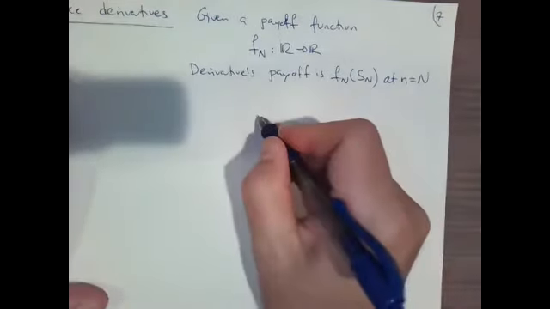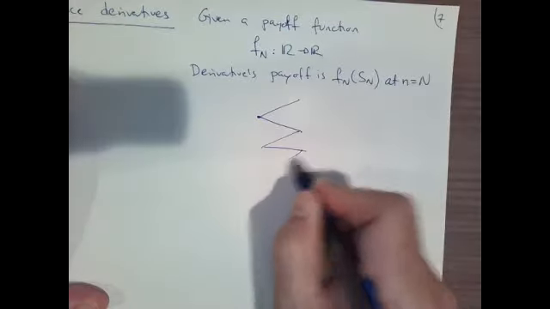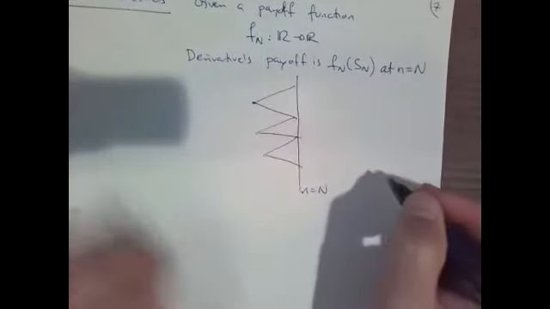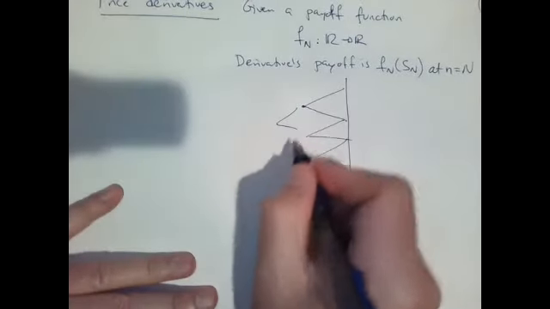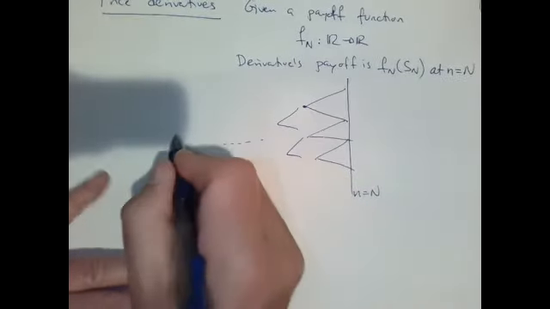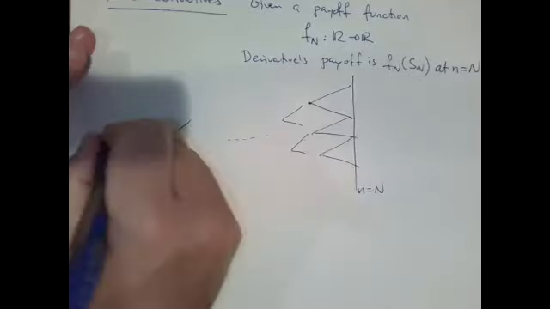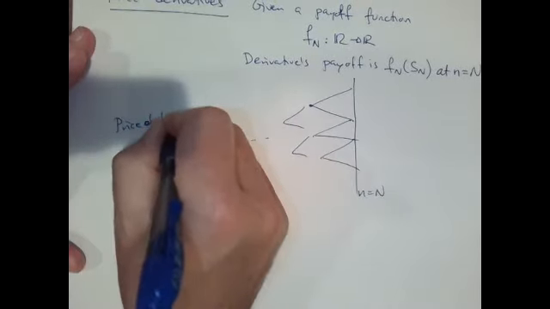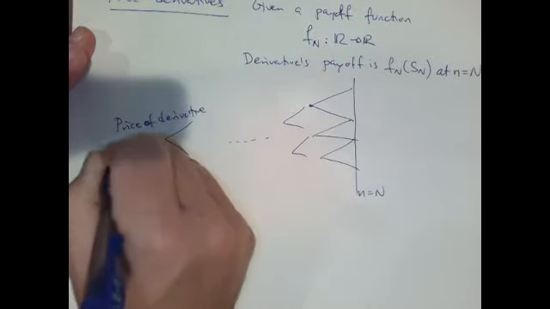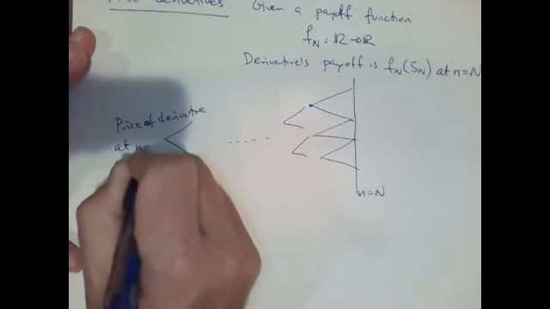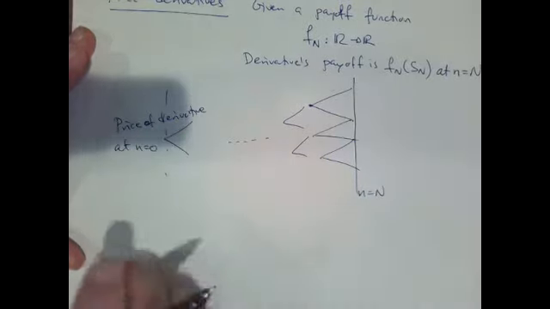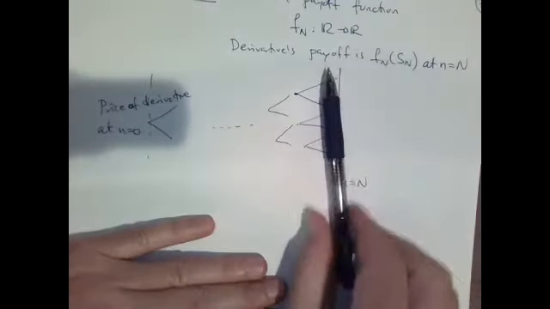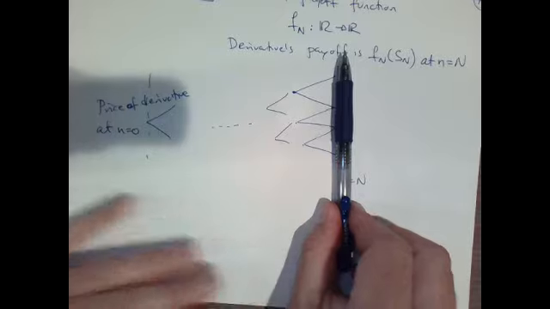So you're looking at a picture where we're sitting out here at the end. This is where the payoff happens. And then you have a bunch of periods, and you are really interested in what is the price of the derivative at time 0. So the question is, how do we move from all the way out here, and then move backwards?